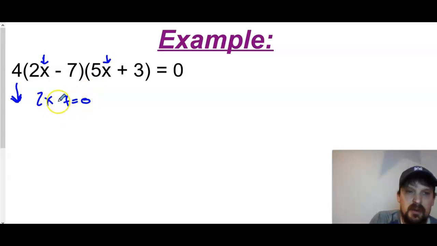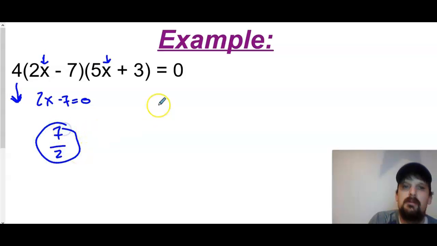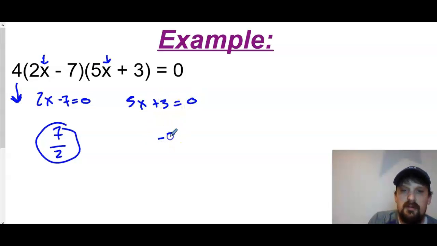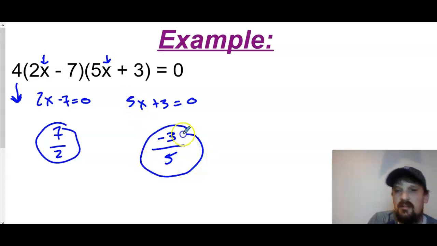or I can just do it the quick way. Opposite of negative 7 is 7, divided by the number in front of the x, which is 2. Set it equal to 0, or just do the opposite of 3, which is negative 3, divided by the number in front of the x, which is 5. And there are my 2 solutions, or the 2 places that it will cross the x-axis.